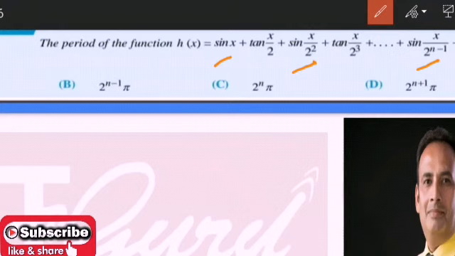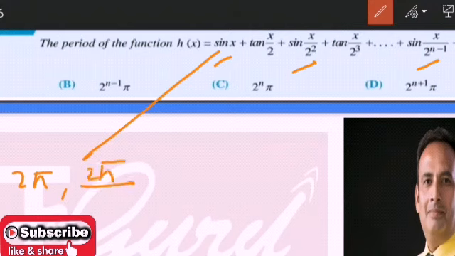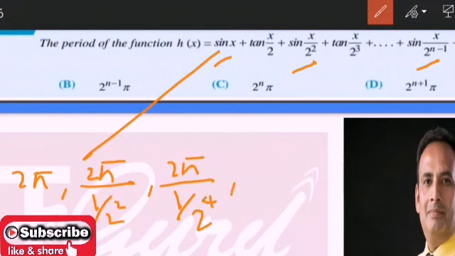So what is the period of sin x here? The period of sin x is 2 pi. For sin x by 2, the period of sin x is 2 pi, so you have to divide with 2 pi upon 1 by 2 squared, correct? Now once again, another will be, as this is 2 to the power n minus 1, no? Similarly here, 2 pi upon 1 by 2 to the power 3, then 1 skip over here, so you say 2 to the power 4 and so on.